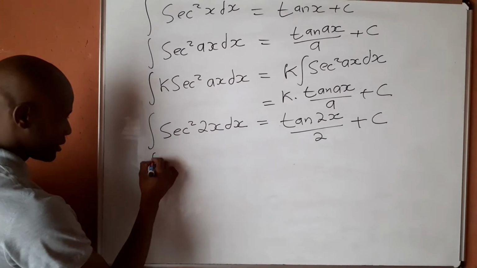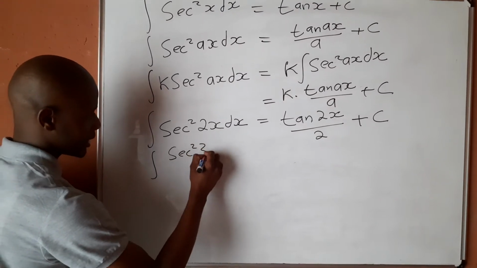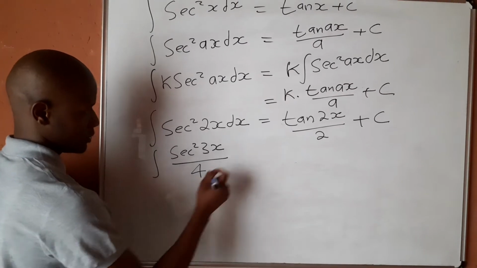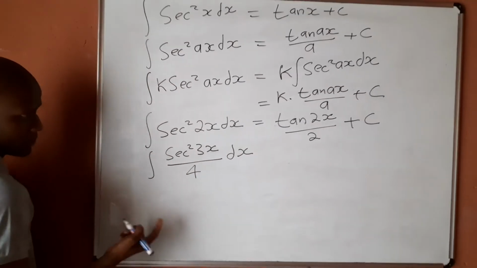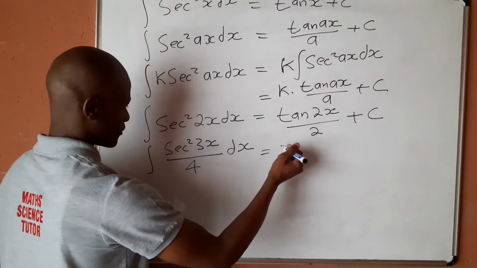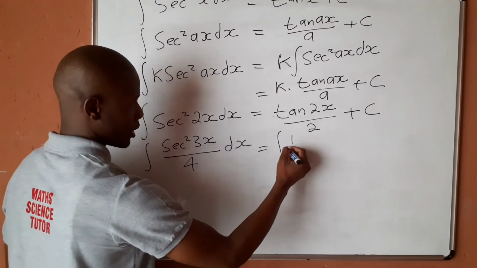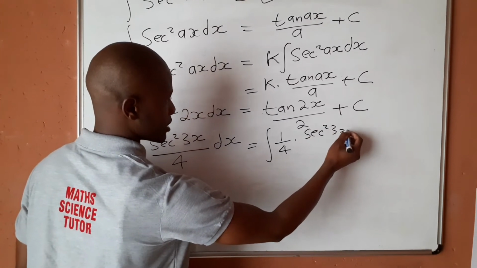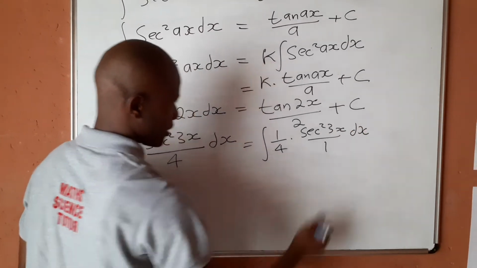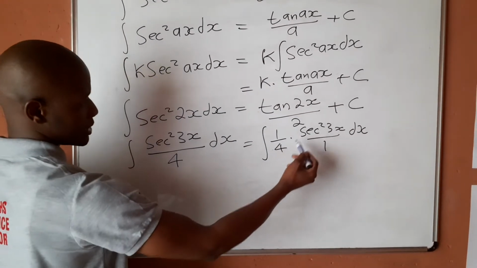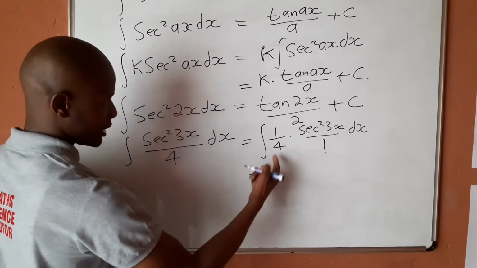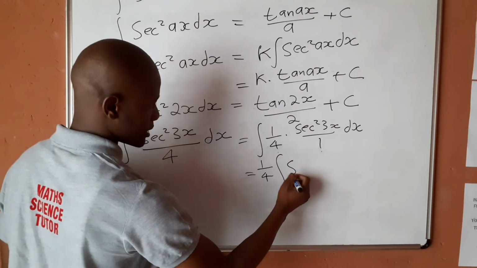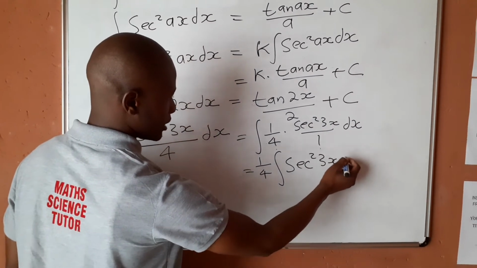When we integrate sec squared 3x divided by 4 dx, remember, guys, it's the same as the integral of 1 over 4 multiplied by sec squared 3x over 1 dx, because we multiply numerators and denominators. Therefore, we take out 1 over 4 as a common factor: 1 over 4 integral sec squared 3x dx.